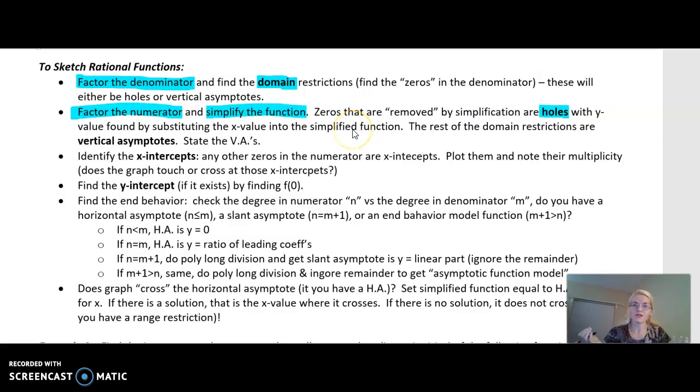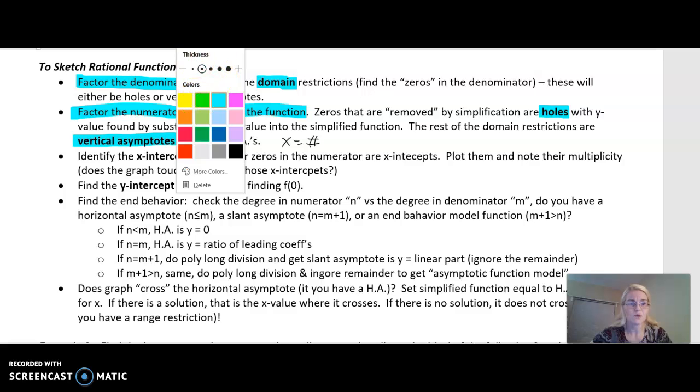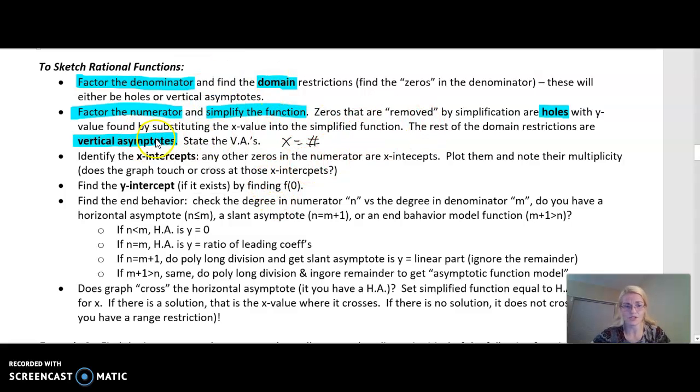And then, what about all the rest of the zeros in your denominator? Well, those are now all your vertical asymptotes. So state the vertical asymptotes, right? X equals some number, right? That's a vertical asymptote. And then, since we're on the topic of zeros in the denominator, we just took care of those, let's find the zeros in the numerator, right? So again, the zeros in the numerator are all your x-intercepts. Right? If you have a grid handy, plot them and note their multiplicity, right? Same thing applies with polynomials as it does in rational functions. If your zeros have an even multiplicity, they're just going to touch. If they have an odd multiplicity, they're going to cross, right?